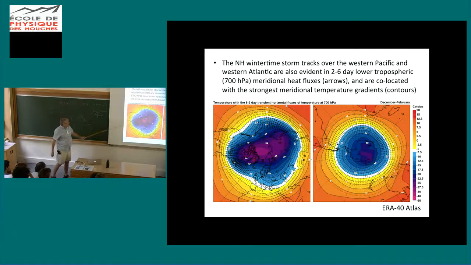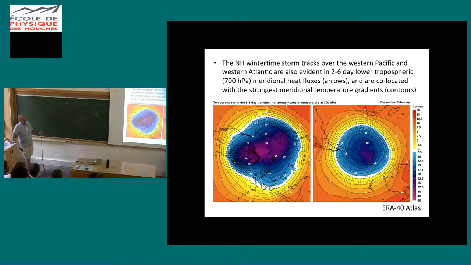So what you see in the northern hemisphere, remember the air is flowing this way. For example, just off of Japan, you see you've got very strong temperature gradients here because the contours are very close together and very strong heat fluxes, actually a little bit maybe downstream. And in the Atlantic, even more striking, you've got very strong heat fluxes where the gradients are very strong. So basically, to first order, the strongest heat fluxes are co-located with the strongest gradients.